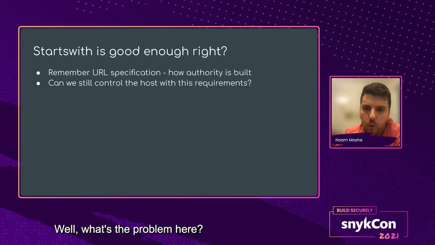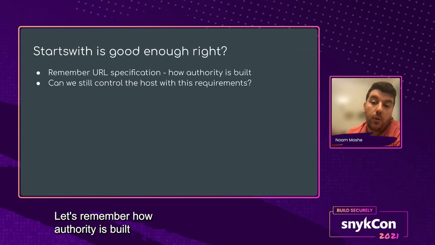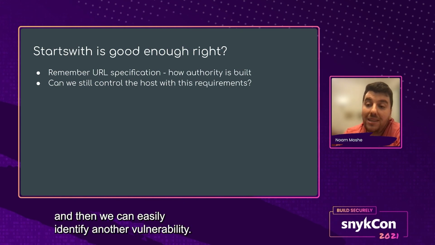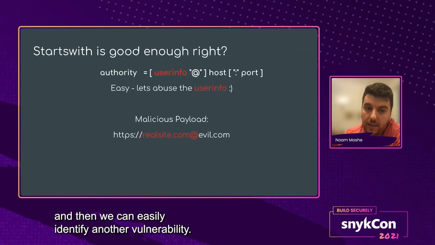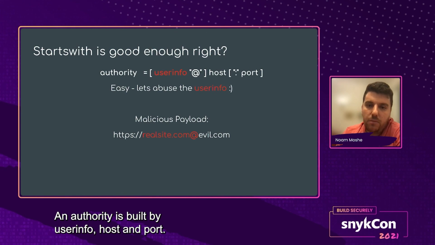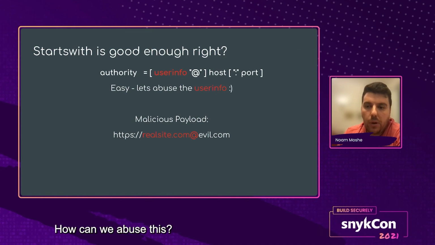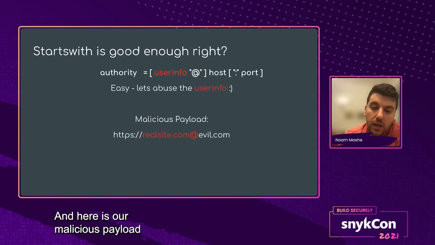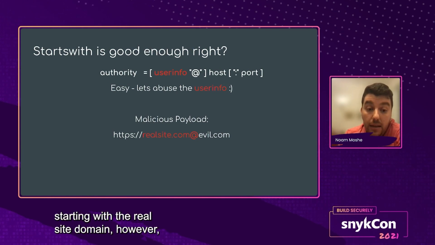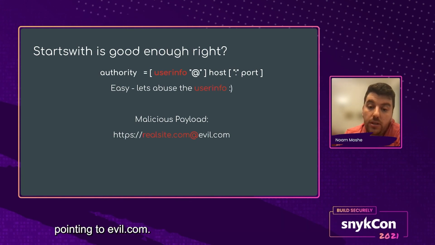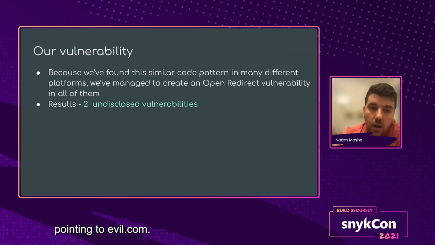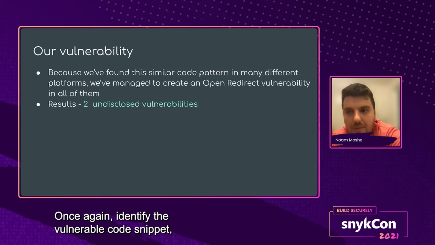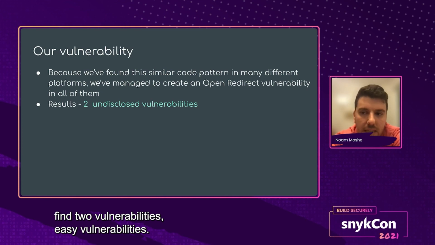Well, what's the problem here? Let's remember how authority is built, and then we can easily identify another vulnerability. An authority is built by user info, host, and port. How can we abuse this? Easy. Let's just use the user info. And here is our malicious payload starting with the real site domain, however, pointing to evil.com. Once again, identify the vulnerable code snippet, find 2 vulnerabilities, easy vulnerabilities.